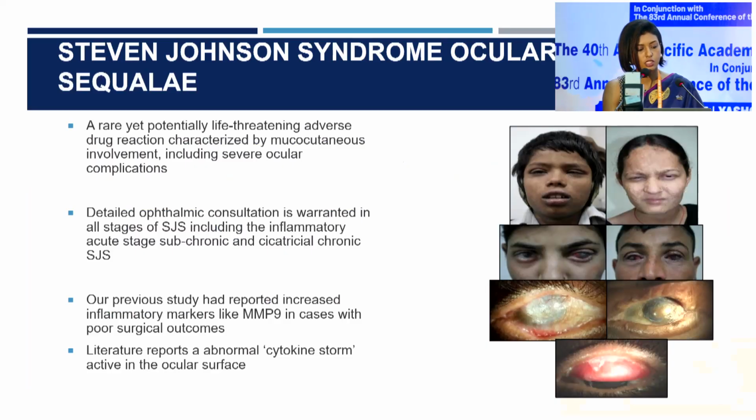Stevens-Johnson syndrome ocular sequelae is a rare yet potentially life-threatening adverse reaction characterized by mucocutaneous involvement and severe ocular complications. Detailed ophthalmic consultation is warranted in all stages of SJS, including the inflammatory acute stage as well as the cicatricial chronic SJS. Previous studies had reported increased inflammatory markers like MMP9 in these cases, correlating with poor surgical outcomes. The literature also reports an abnormal cytokine storm on the ocular surface of these patients.